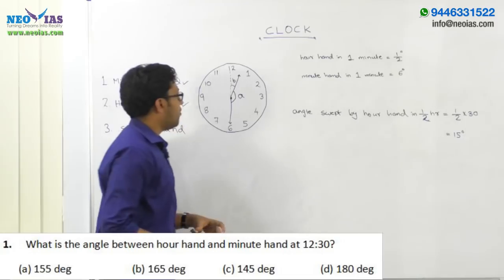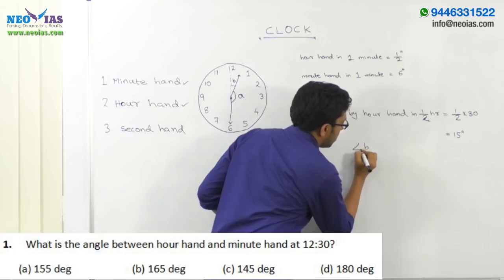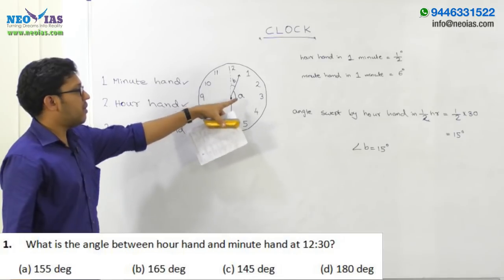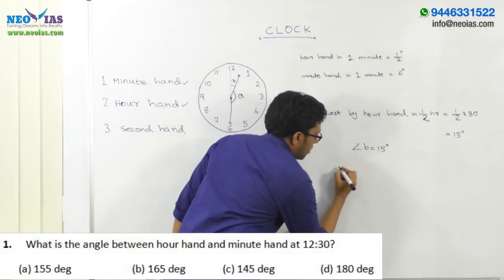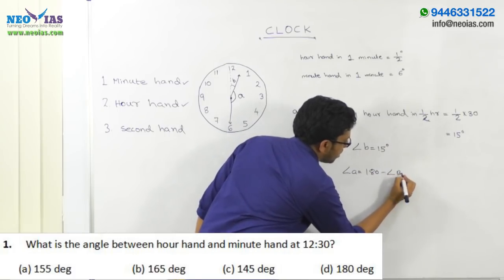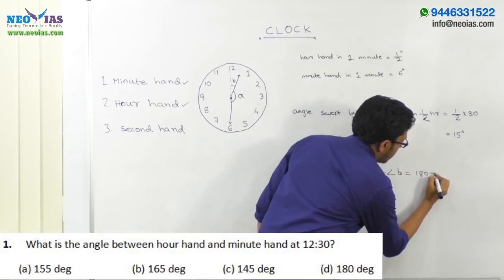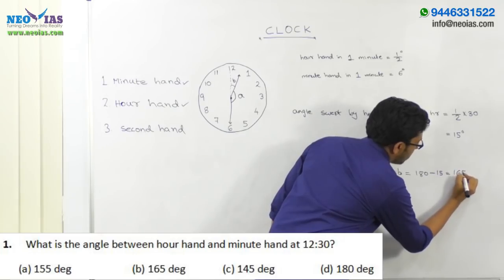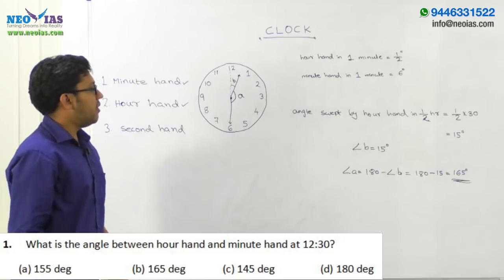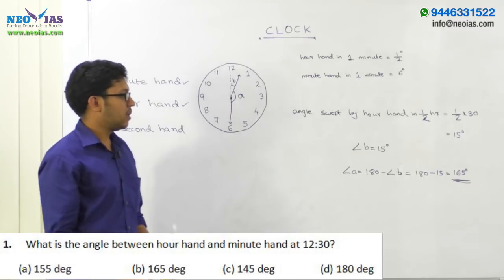Thus, we have found out angle B. The value of angle B is equal to 15 degrees. If we know angle B, we can easily find out angle A. Angle A is equal to 180 minus angle B, which is 180 minus 15 equal to 165 degrees. 165 degrees will be the angle between the two hands of a clock at 12:30.